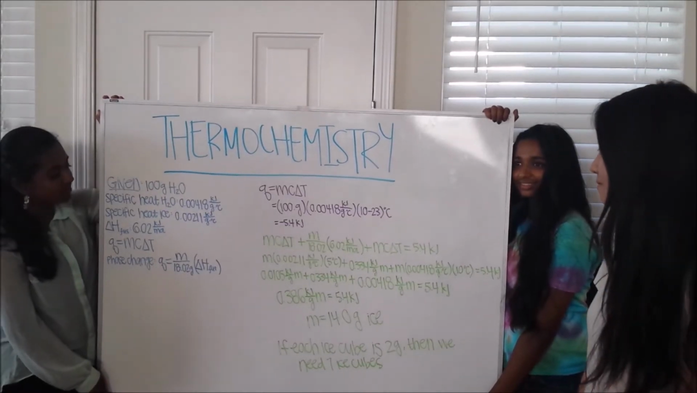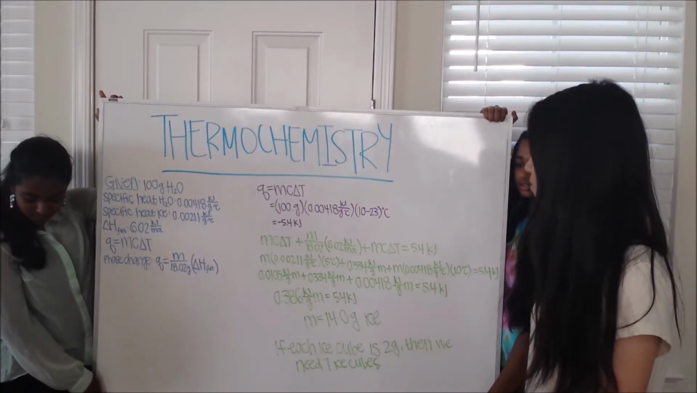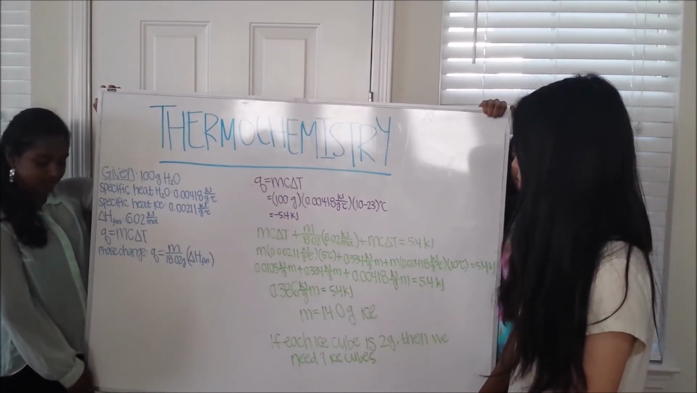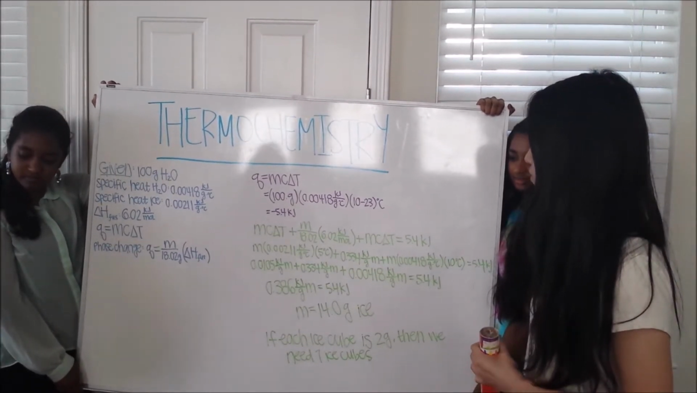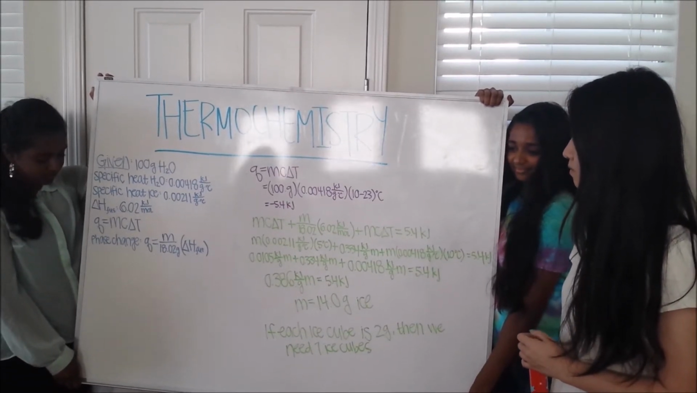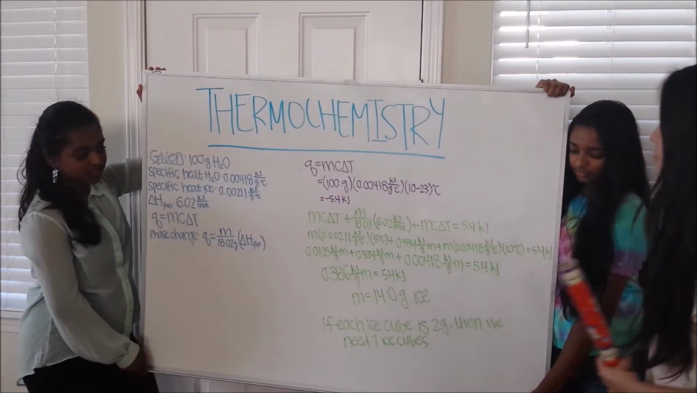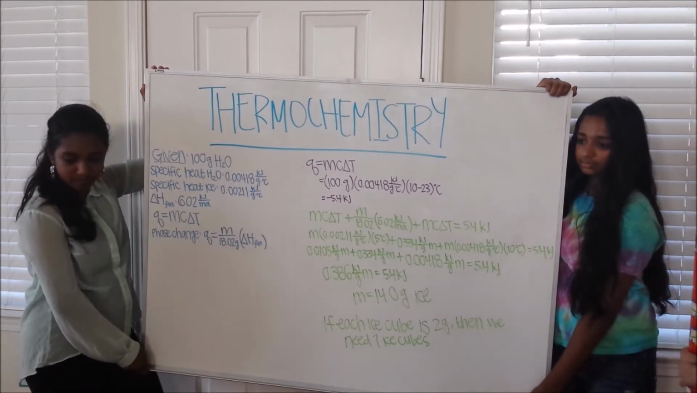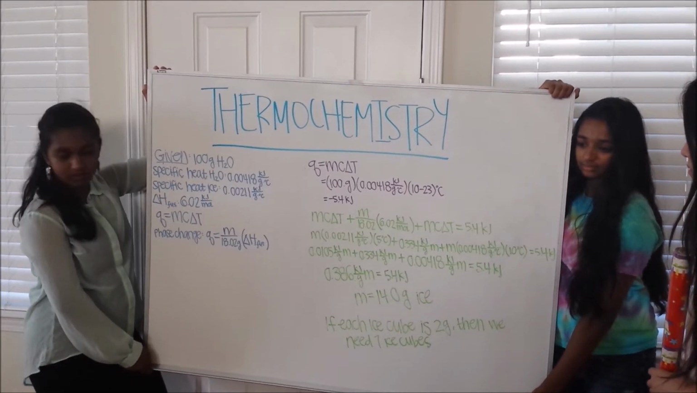So in this problem, you are given 100 grams of water. The specific heat of water is 0.00418 kilojoules per gram degree Celsius. The specific heat of ice is 0.00211 kilojoules per gram degree Celsius, and the heat of fusion is 6.02 kilojoules per mole. The equation that we're going to be using is Q equals MCΔT, and the phase change is Q equals m over 18.02 grams, which is the molar mass of water. We are trying to find the mass of ice cubes needed to lower the temperature of 100 milliliters of water at 23 degrees Celsius. The final temperature we need to reach is 10 degrees Celsius.